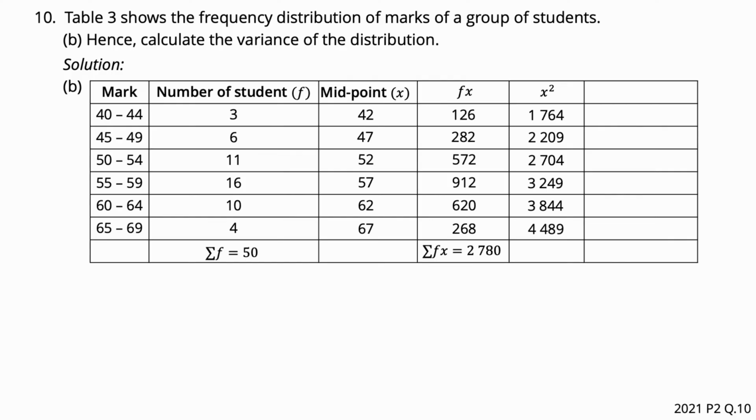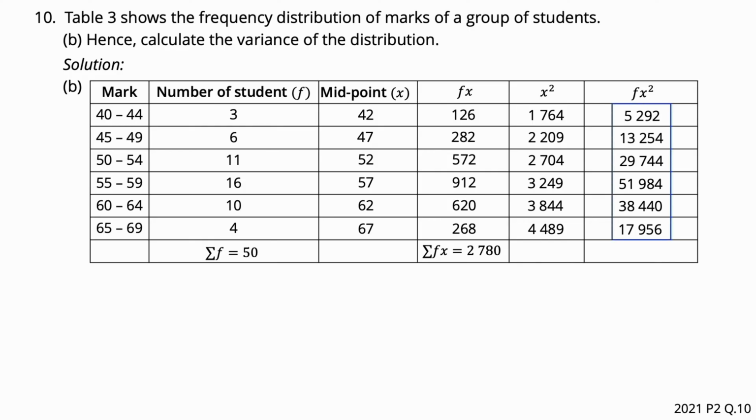is 4,489. The last column, we are going to multiply the frequency by the x squared, that is fx squared. 3 times 1,764 is 5,292. 6 times 2,209 is 13,254. 11 times 2,704 is 29,744. 16 times 3,249 is 51,984. 10 times 3,844 is 38,440. And 4 times 4,489 is 17,956.